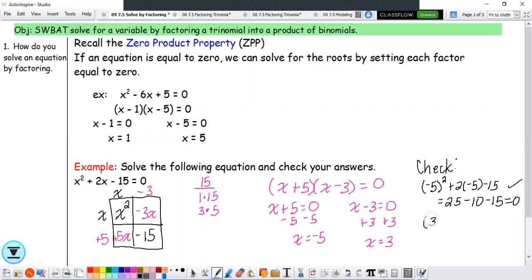And then we have positive 3 to check. So that's 3 squared plus 2 times 3, subtract 15. And that is 9 plus 6, subtract 15. 9 plus 6 is 15, subtract 15 is 0. That also works. So both of these are our answers. Both of these are solutions to the equation x squared plus 2x minus 15.